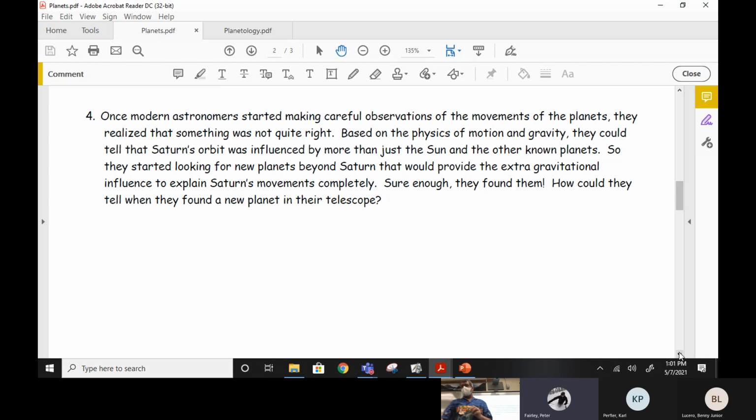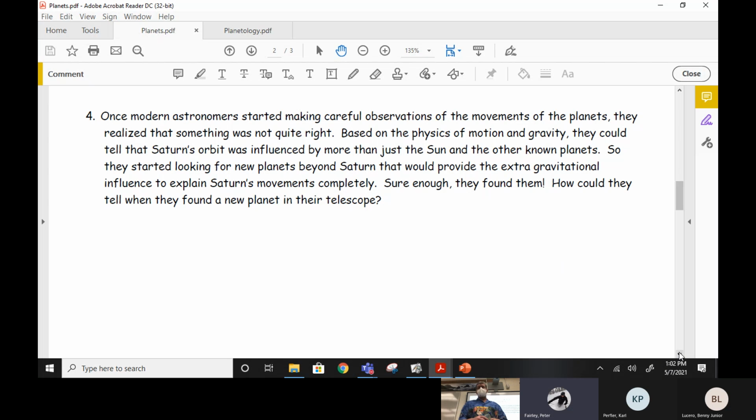And so by analyzing very carefully the motion of these planets, we could tell that there was something that we didn't know about yet. Some gravitational force was being exerted on Saturn, and we didn't know what it was. So they started looking for new planets beyond Saturn that would provide that extra gravitational influence to explain its movements completely. Sure enough, they found them. But how could they tell when they found a new planet in their telescope?